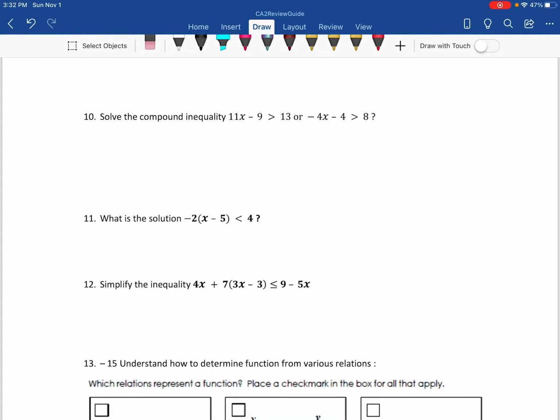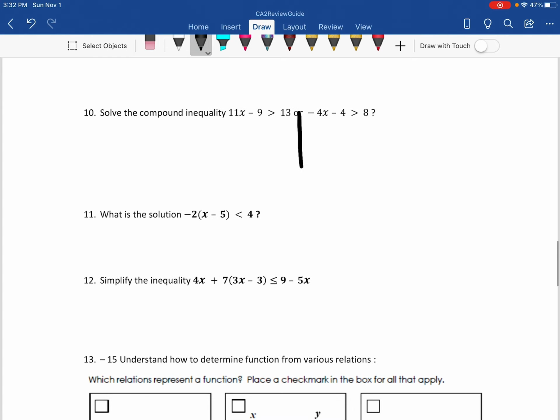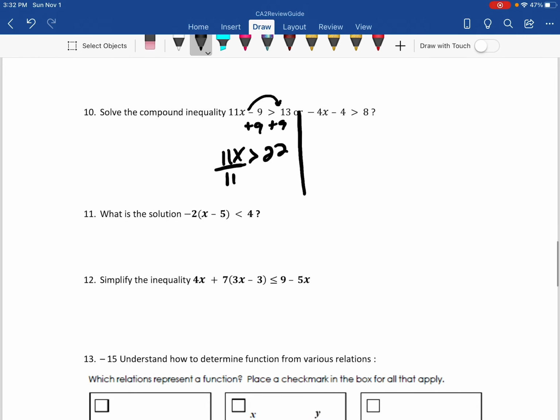All right, we have another OR inequality, so that means I'm going to draw and treat this as two separate inequalities. I'm going to move the 9 over, so that means I'm going to add 9 to both sides. That's going to give me 11x is greater than 13 plus 9, which is going to give me 22. Divide by 11. That gives me x is greater than 2.